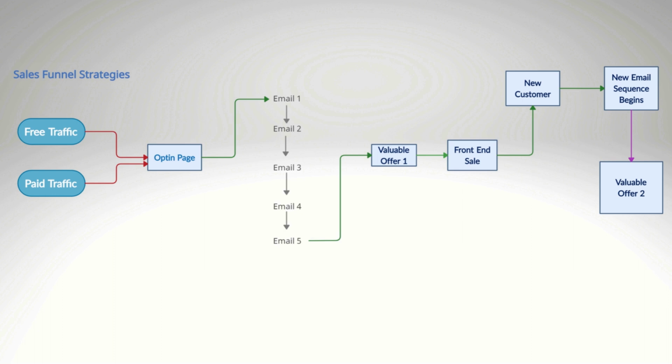Now you have a new customer. What do you do with them? Well, automatically the software transfers them over into a new email sequence. And of course, the cycle starts over again by rinsing and repeating.